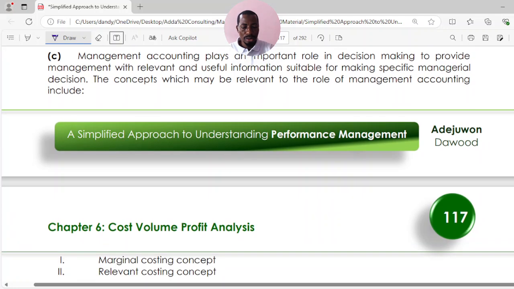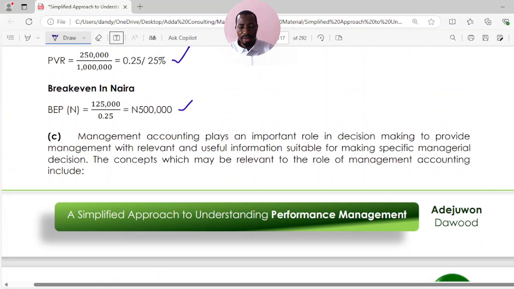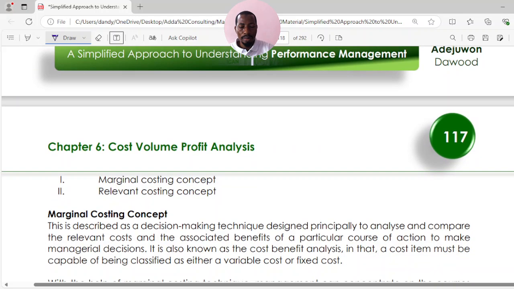Now, this is the solution to that number C. Management accounting plays an important role in decision making by providing management with relevant and useful information suitable for making specific managerial decisions. The concepts which may be relevant to the role of management accounting include marginal costing technique and relevant costing concept or principle. Then what you need to do now is to explain what the marginal costing concept is and what the relevant costing concept is.